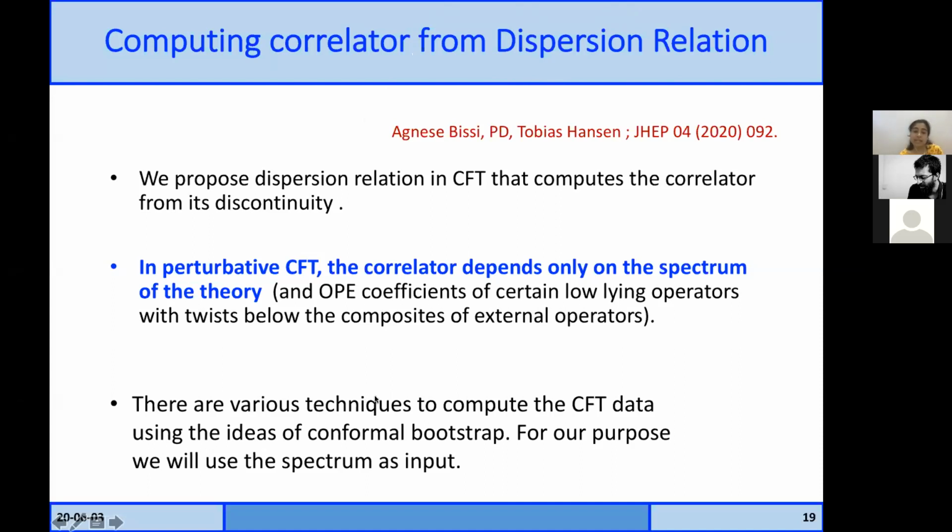There are various techniques to compute the CFT data using the ideas of conformal bootstrap. Today we will not compute the CFT data. We will not compute the spectrum. We will use it as an input. You can think of it like somebody gives you the spectrum, and then you are using it in the dispersion relation.